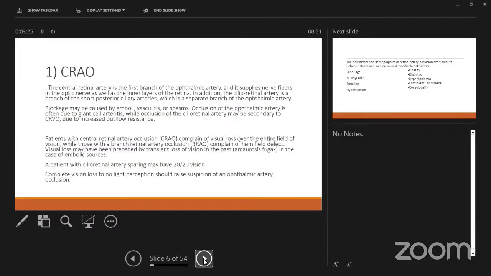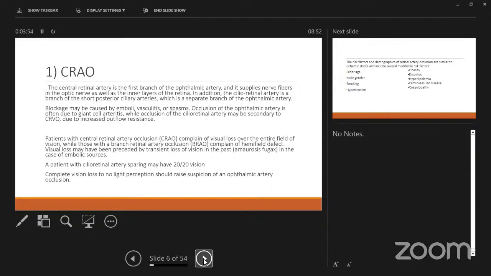First we will discuss CRAO. Central retinal artery is the first branch of the ophthalmic artery, which supplies the nerve fibers in the optic nerve as well as the inner layers of the retina. In addition, there is the cilioretinal artery, which is a branch of the short posterior ciliary artery, a separate branch of the ophthalmic artery. Blockage may be caused by either emboli, vasculitis, or spasms, and occlusion of the ophthalmic artery due to giant cell arteritis, while occlusion of the cilioretinal artery may be secondary to CRVO due to increased outflow resistance.